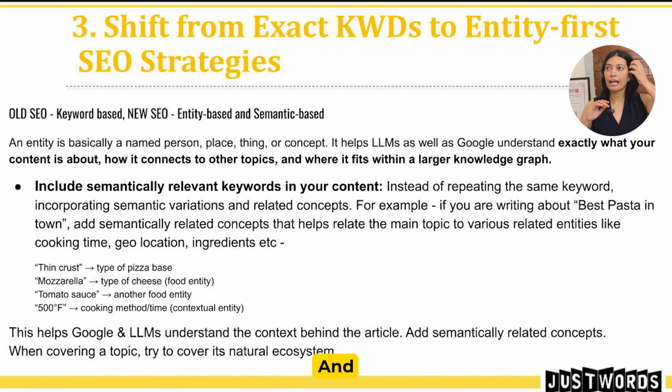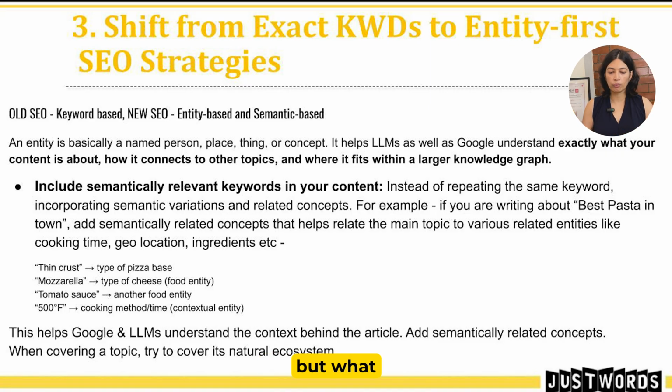And it sort of understands that when I'm talking about, say, thin crust pizza, I'm talking about the type of pizza. When I'm talking about mozzarella cheese, which has been used in the pizza, I am mentioning a food entity. I'm saying that this has been done with handmade tomato sauce. It's another food entity, right? And then I'm saying that this pizza, one of the best pizzas that I'm mentioning in that article, has been maybe cooked at 500 degrees Fahrenheit, which means that I'm also talking of a cooking methodology, which is also a contextual entity, right?